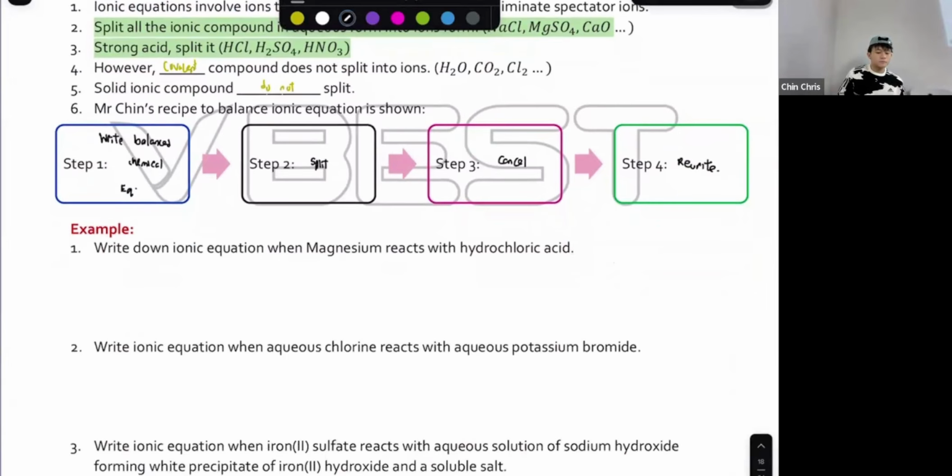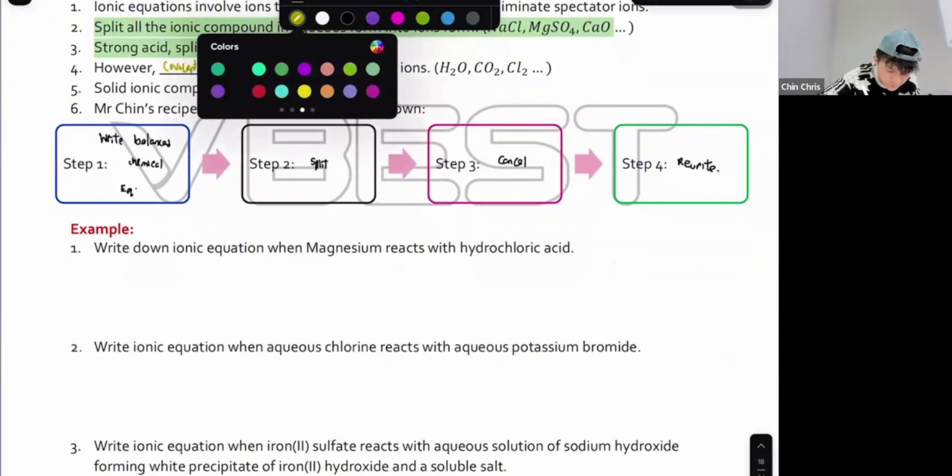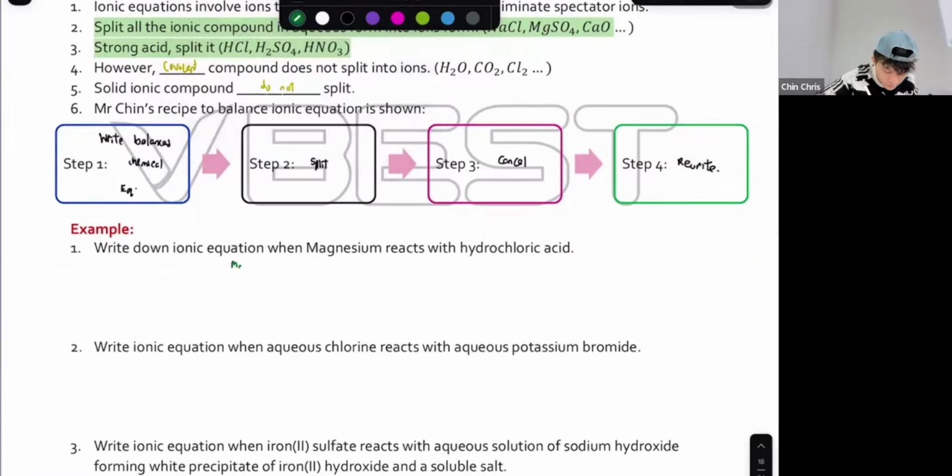Alright, guys, let's go. Magnesium reacts with HCl. What does it turn into? Tell me now, with state symbols. Mg plus 2HCl turns into... right. Alright guys, next is split.